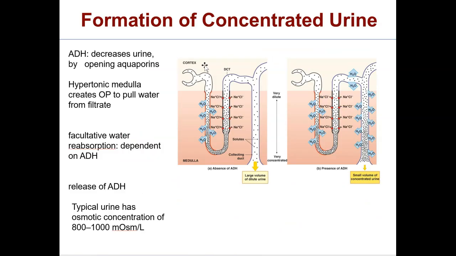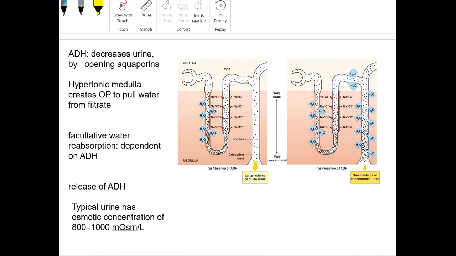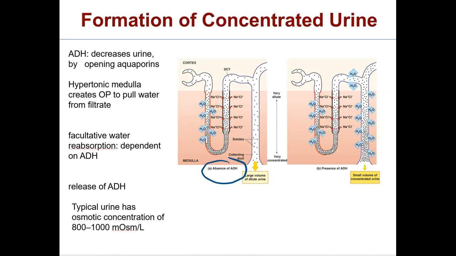So when I'm looking at how I form my urine, whether I have dilute or concentrated, again, you can see what I was trying to draw earlier. The little dots are showing you your osmolarity. If I don't release ADH, then I don't open those aquaporins. So ADH not being released, don't open the aquaporins, I have a very, very large volume of dilute urine. It would look very, very light, very, very watery.